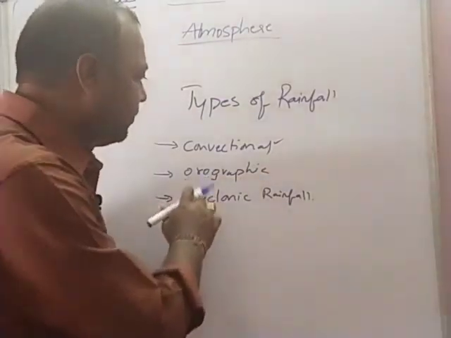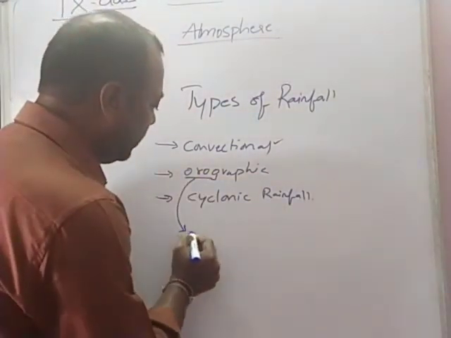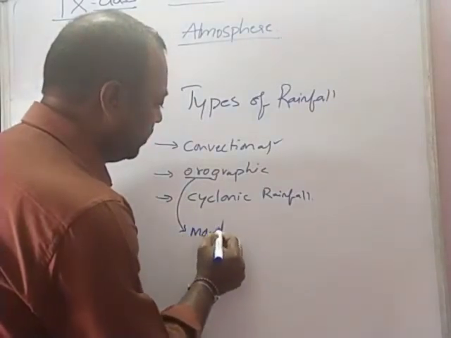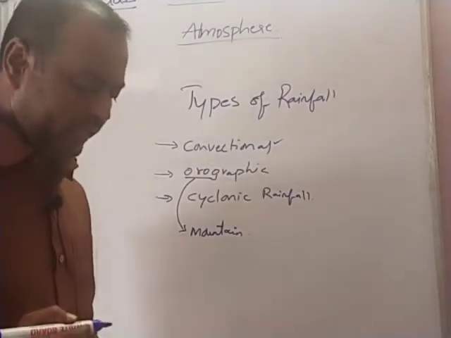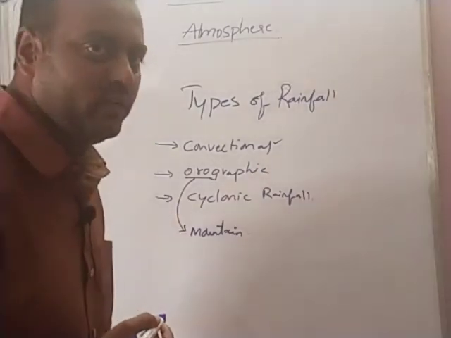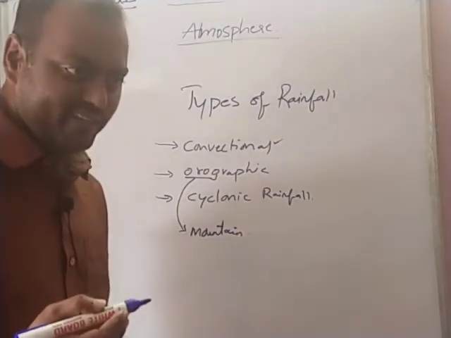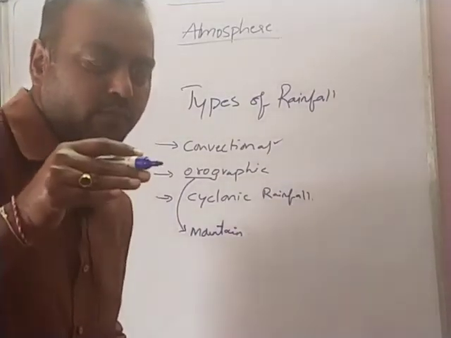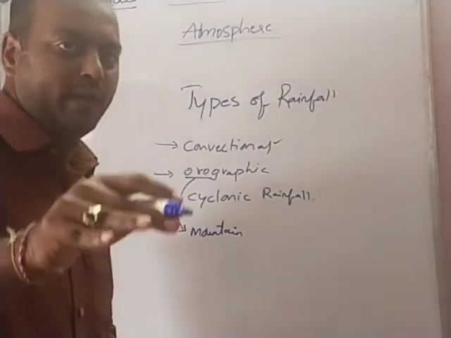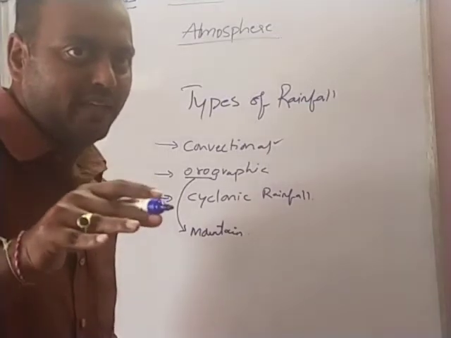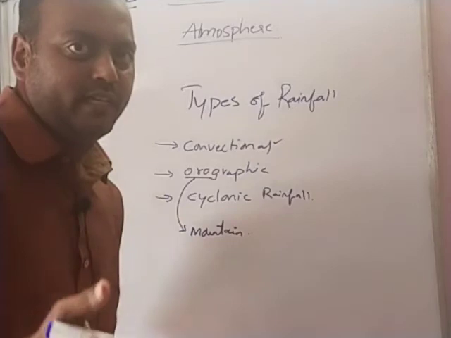The second kind of rainfall is orographic rainfall. What does orographic rainfall mean? It is derived from the Greek word oro, which means mountain. This occurs when the moist wind blows and comes across a mountain on its path, and it is forced to rise up.